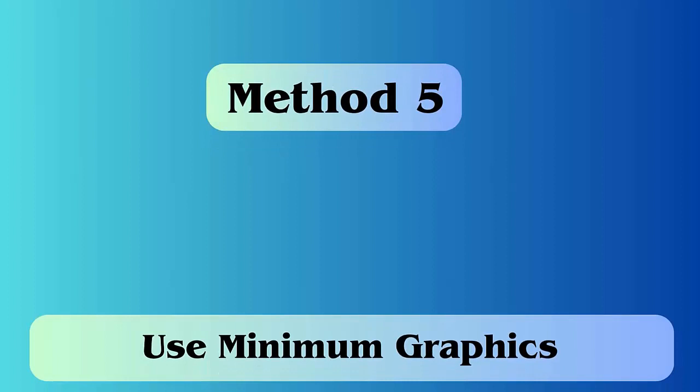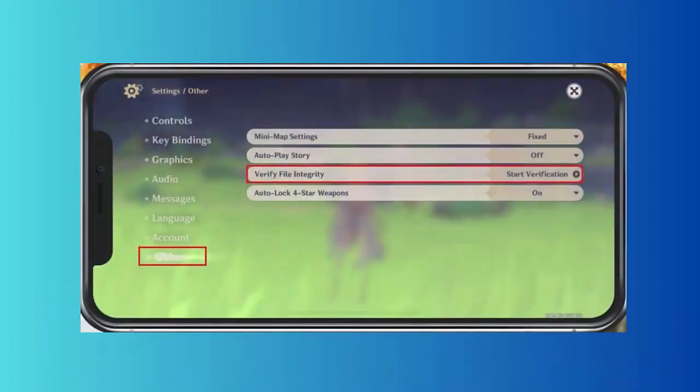Method 5. Use minimum graphics. You should change the graphics settings of the app. Follow the steps. First, launch the game on your phone. Now, click on Menu, then Settings. Next, click on the graphics option. Here, change the quality to the lowest.